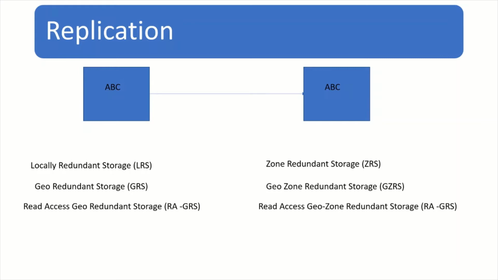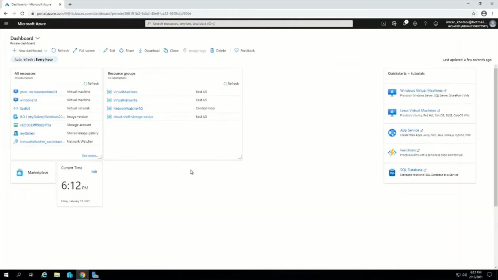With GZRS, Geo Zone Redundant Storage, the data is replicated across the availability zones in one region as well as the region paired with that region. Read Access Geo Zone Redundant Storage, RA-GZRS, provides read-only access to the data which is being replicated to the secondary location. So these are some replications supported by Azure.